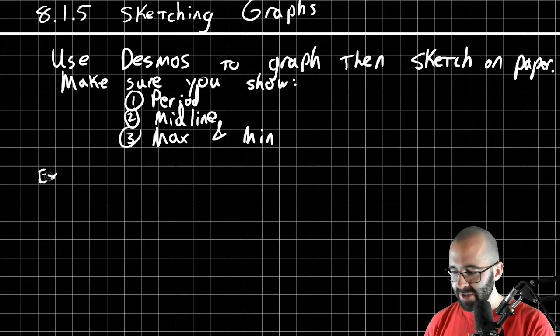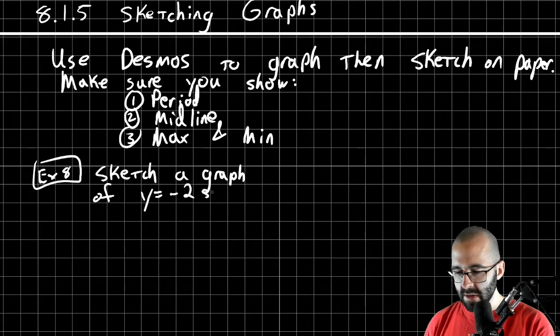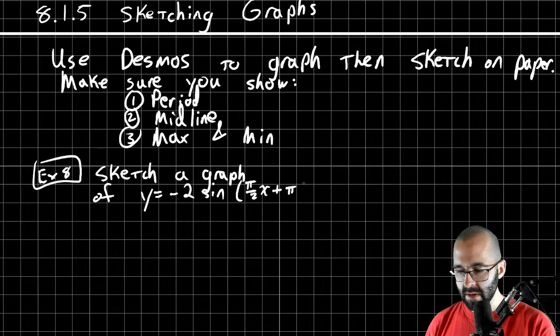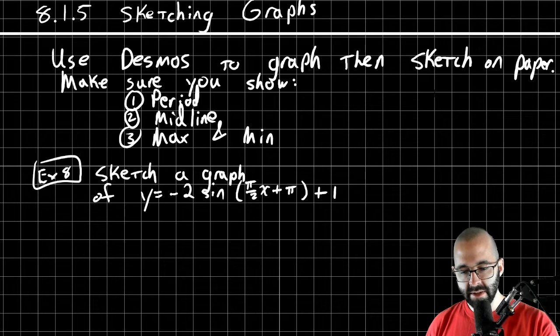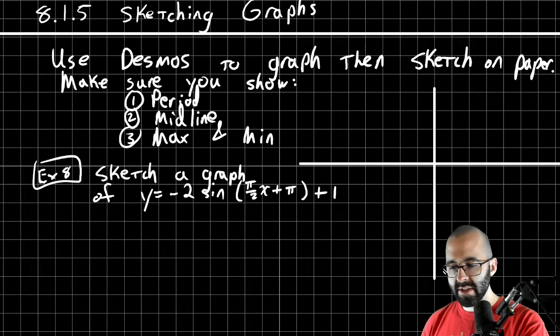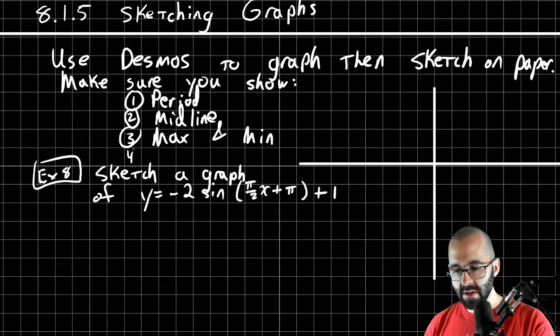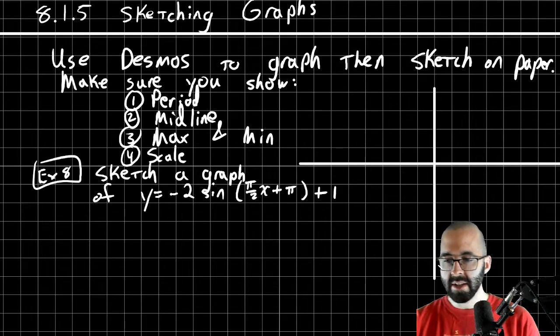All right. Let's do example number 8. Sketch a graph of y equals -2 sine of (pi over 2 x plus pi) plus 1. We'll sketch it over here. Oh, yeah, the scale. So like, is this 1, 2, 3, etc. Let's start by graphing this on Desmos.